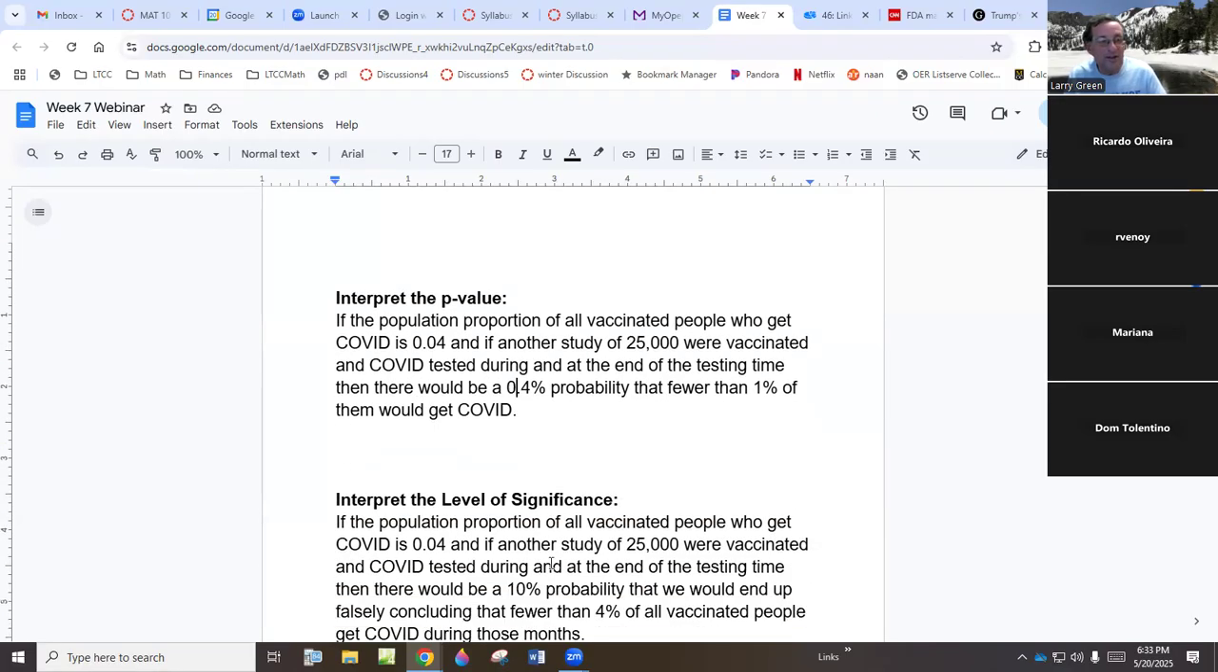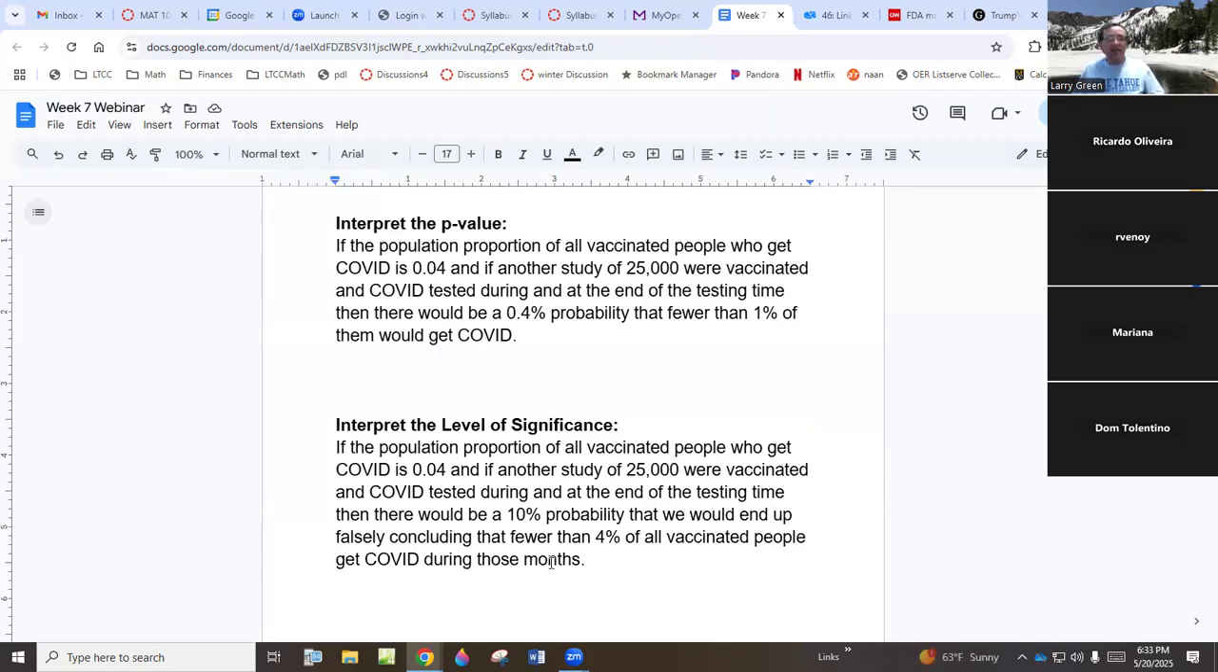Now interpret the level of significance. Turns out the level of significance starts exactly the same. So let me highlight up to here. And if you look at interpreting the level of significance, it's the same start. If the population proportion of all vaccinated people who get COVID is 0.04, and if another study of 25,000 were vaccinated and COVID tested during and at the end of testing time, then there would be, and now things change because our level of significance is 10%.